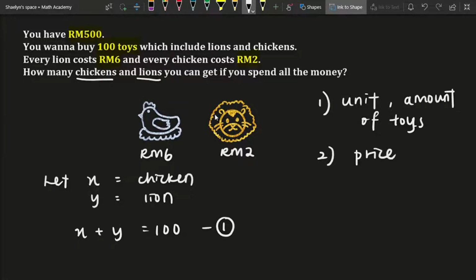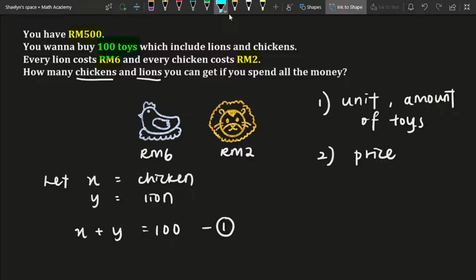So when forming the first equation, there's no price involved at all. You don't use the 2 ringgit, you also don't use 6 ringgit, you also don't use 500 ringgit. You only use the number of toys, which is 100. I think I have to highlight it in another color so that you can see it clearly. It says 100 toys, and yeah, x and y actually represent the number of chickens, which is like how many chicken toys you can get at last and how many lion toys you can get at the end.